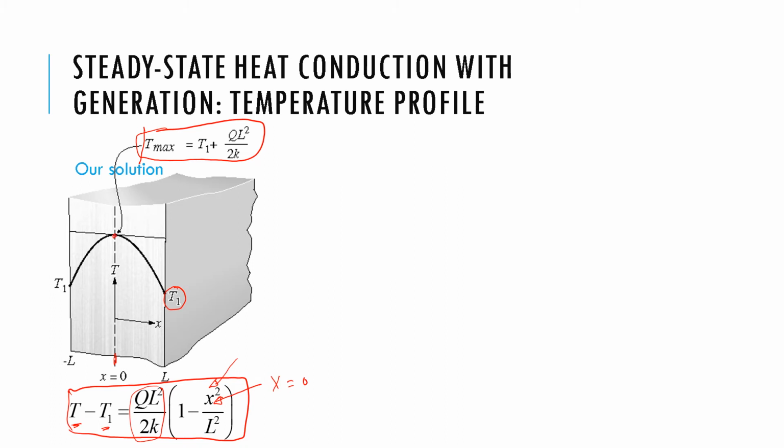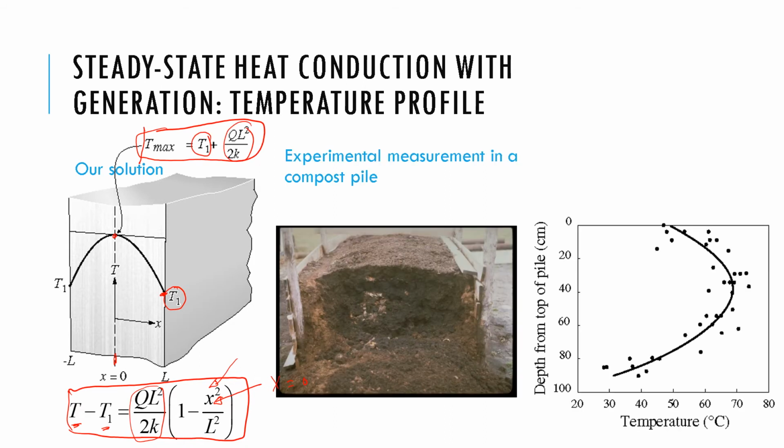So this maximum temperature is this T1 plus this quantity. And the shape of the profile is parabolic, based on this x squared here.